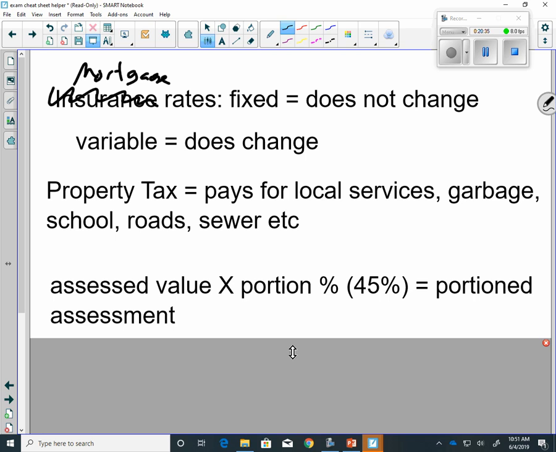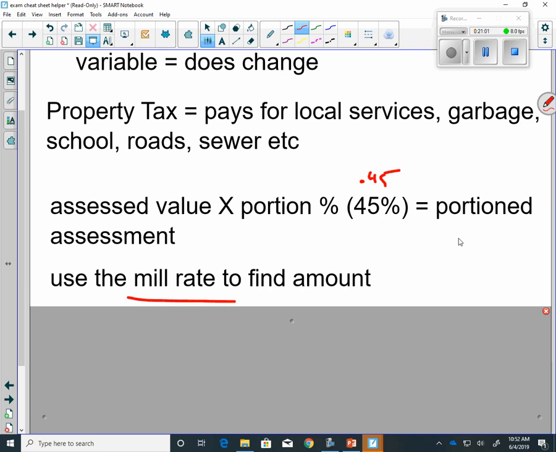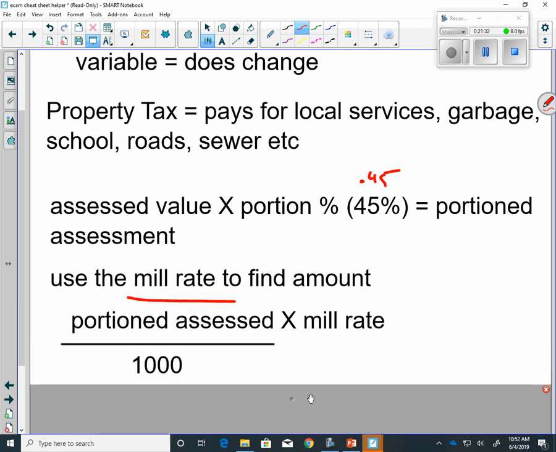So if it's like an $80,000 assessment, multiply that by 0.45, 45%, to get what's called your portioned assessment. Otherwise you're paying way too much property tax. Then you use what's called the mill rate to find the amount. Do you remember me using that word, mill rate? Mill is short for 1,000. It's French. Generally, the mill rate is somewhere between about 10 and maybe 40. If it's 40, that means you pay $40 in tax for every $1,000 of portioned assessment. So the steps are: take the portioned assessment, divide by 1,000, and multiply by the mill rate. And we did questions like that.